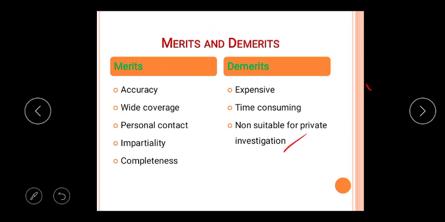Students, this method is not suitable for private investigation. Since this method is very expensive, it is generally not suitable for private investigations. Such inquiries can usually be conducted by government institutions only. For example, the population census in our country is conducted by this method. These are some of the merits and demerits of the enumerators method.